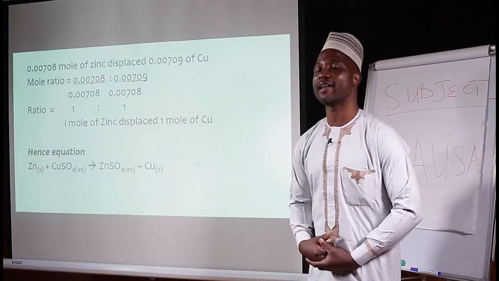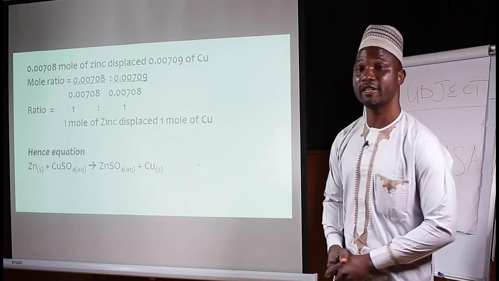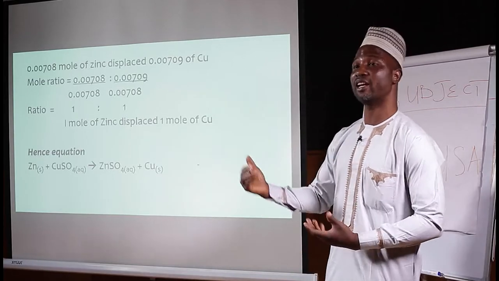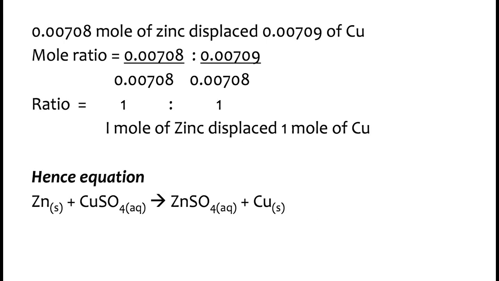Now let's look at the relationship between these 2 substances involved in the chemical reaction. You can see that after we have calculated the number of moles of both zinc and copper, we are able to arrive at 0.00708 and 0.00709. Now looking for the ratio, we'll divide through by the lowest of the 2 values, which of course is 0.00708.